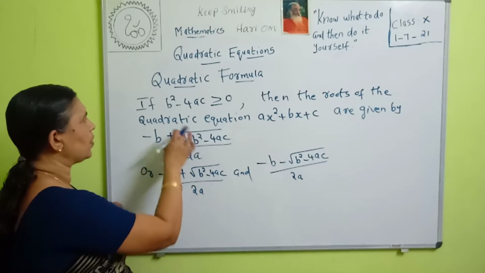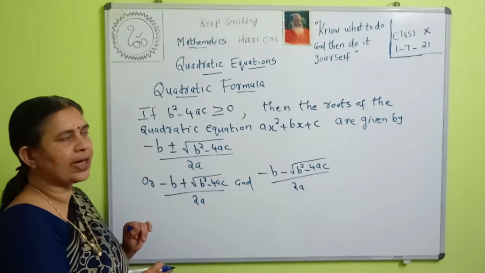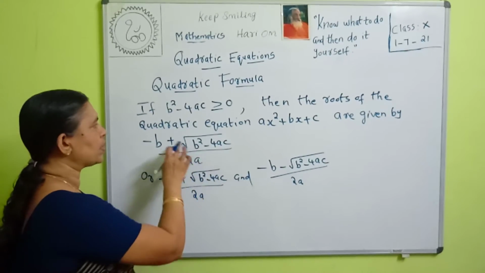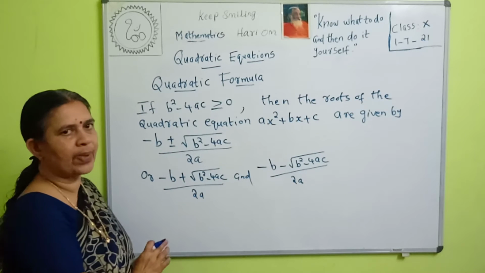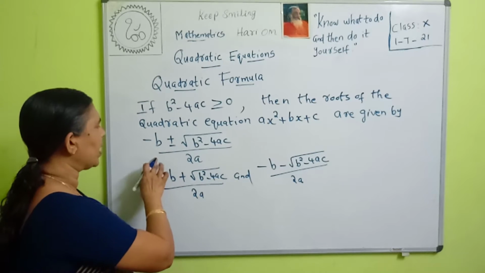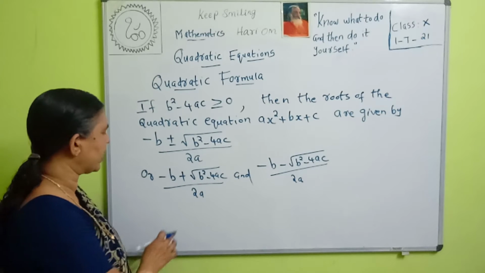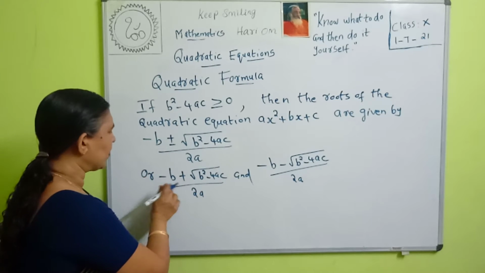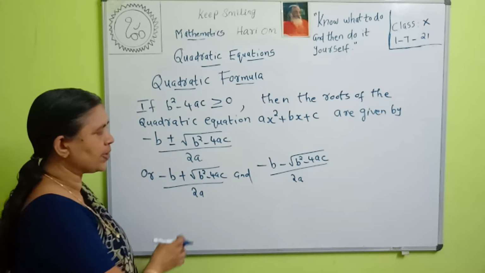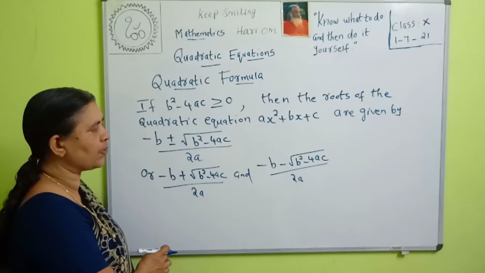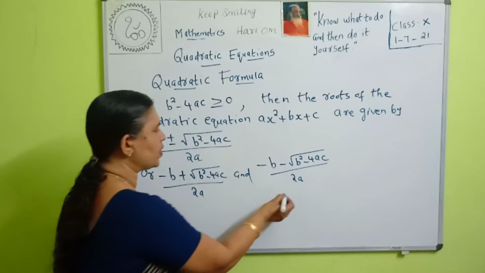So, if b square minus 4ac is greater than or equal to 0, then the roots of the quadratic equation ax square plus bx plus c are given by minus b plus or minus root of b square minus 4ac by 2a, that is, minus b plus root of b square minus 4ac by 2a and minus b minus root of b square minus 4ac by 2a.